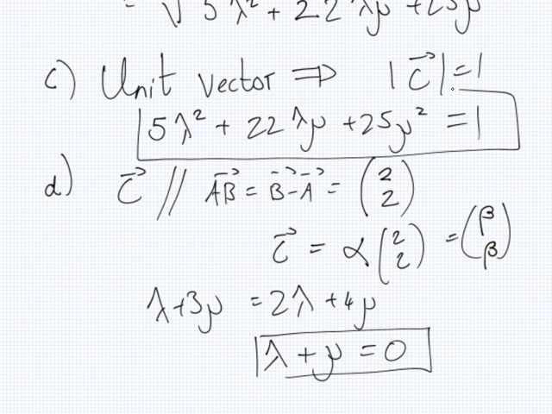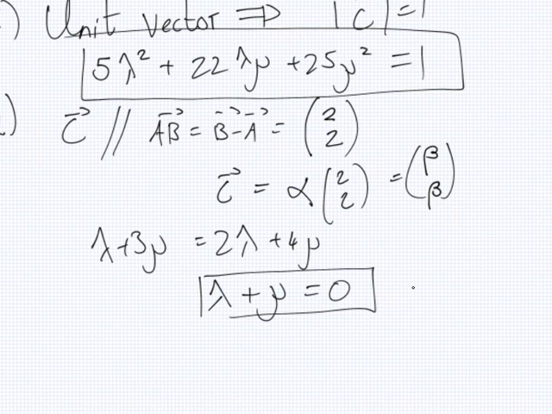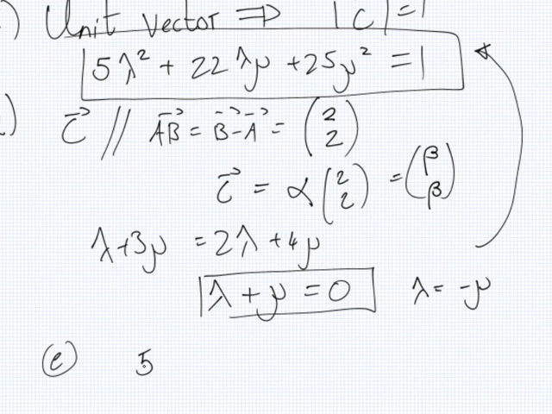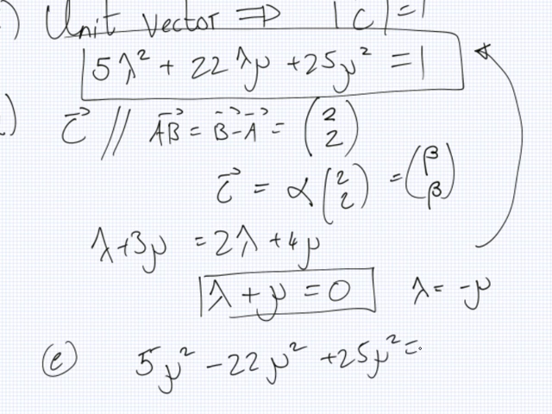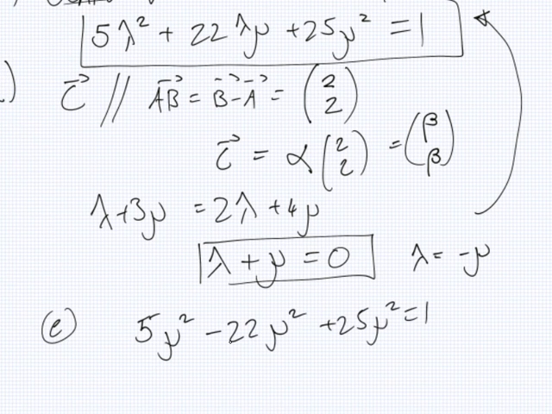Now you can kind of get a feeling for what's going to happen next. So you won't be surprised if I tell you the next thing is to find lambda and mu. And it's not as bad as it looks, because this can very nicely just say lambda is minus mu. So I can actually put that back in here. 5 mu squared minus 22 mu squared plus 25 mu squared equals 1. So what's that? 30 minus 22 is 8, isn't it? 8 mu squared is 1. So mu is 1 over root 8, which is 1 over 2 root 2.